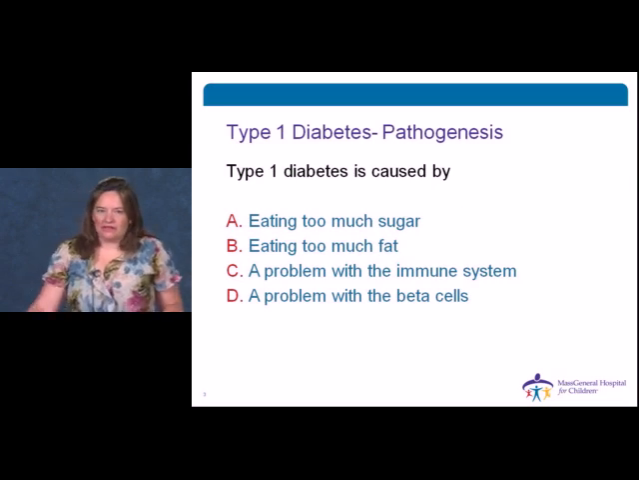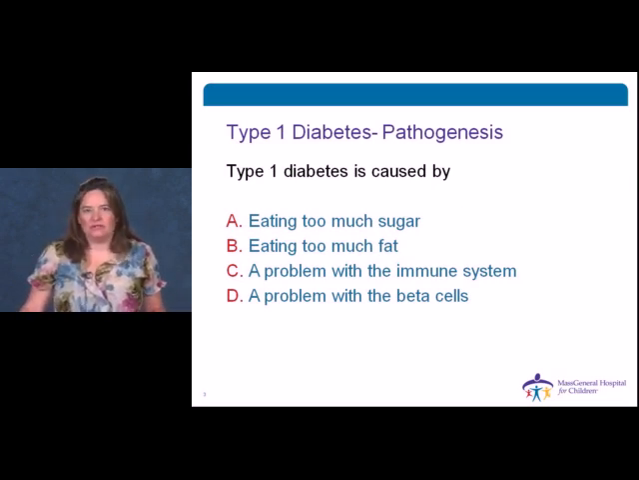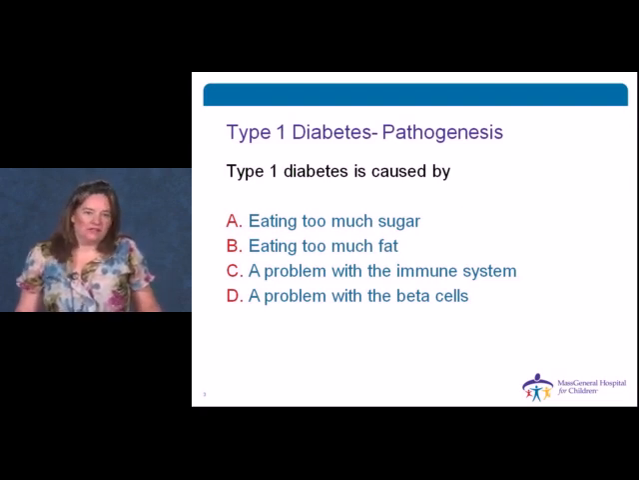So just as an introduction, I'm going to give you a little quiz to think about what causes type 1 diabetes. Question A is eating too much sugar. Question B is eating too much fat. C would be a problem with the immune system, and D is a problem with the beta cells. These are all real answers that we've heard.